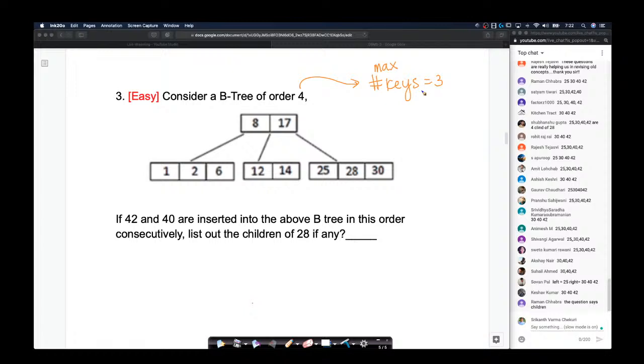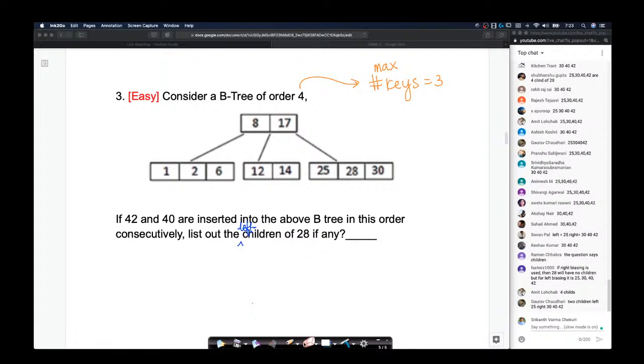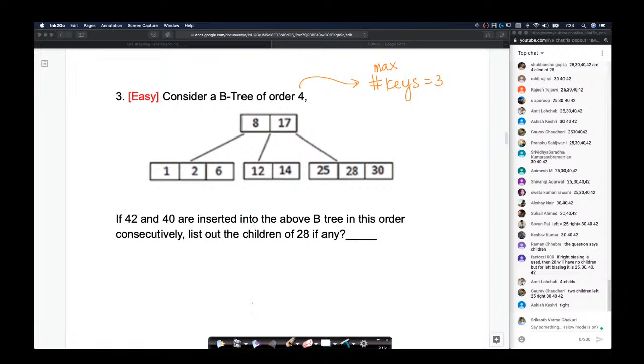Aha, I understand how. Okay, I got the confusion. We should have been more careful with the framing of the question. So I think we could have framed the question better. The question says list out the left children. We could have said right children of 28, not left, right children of 28. I got the point. Now I understand why people are saying 25, 30, 40, 42. I think we should have framed it better. We will take a note of it.